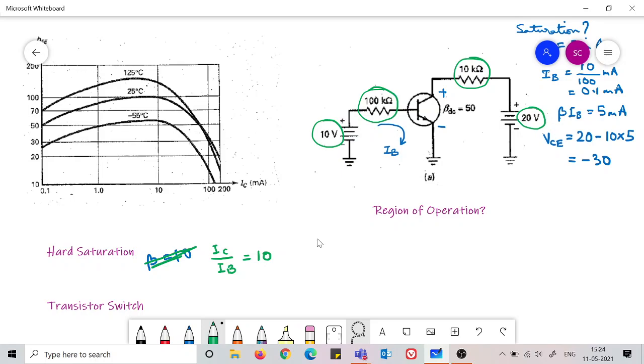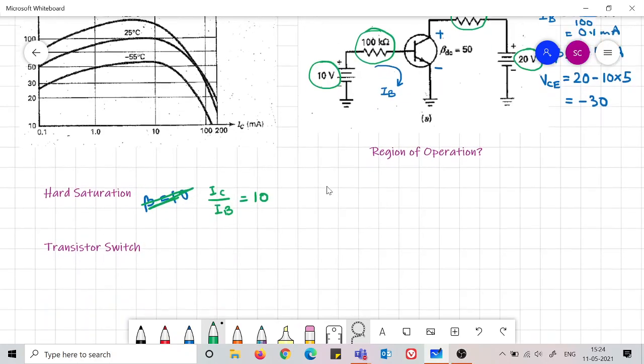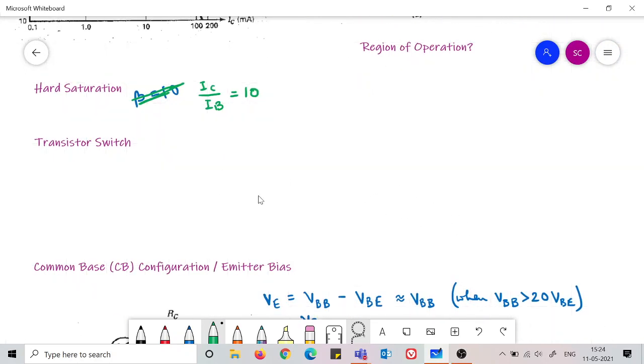So we use the common emitter configuration for this sort of transistor switch cases, to employ the transistor as an electronic switch. So this is the utility of the common emitter configuration.